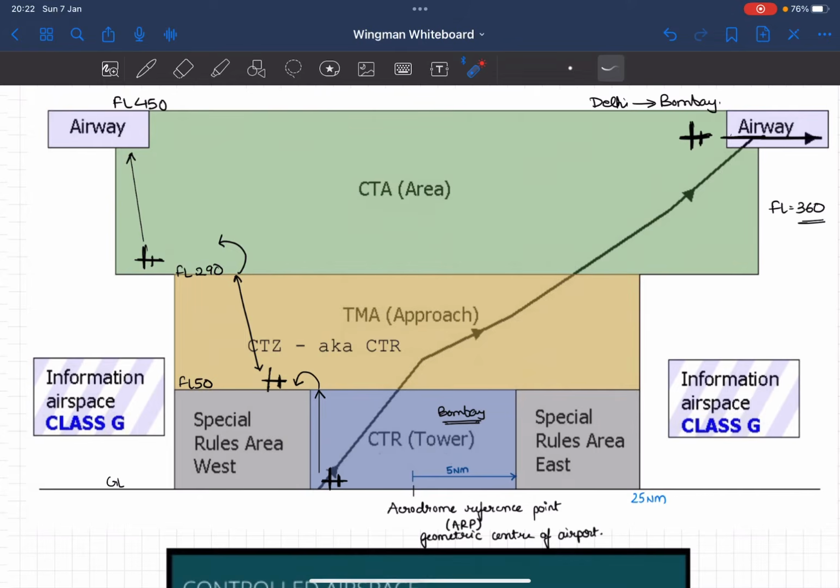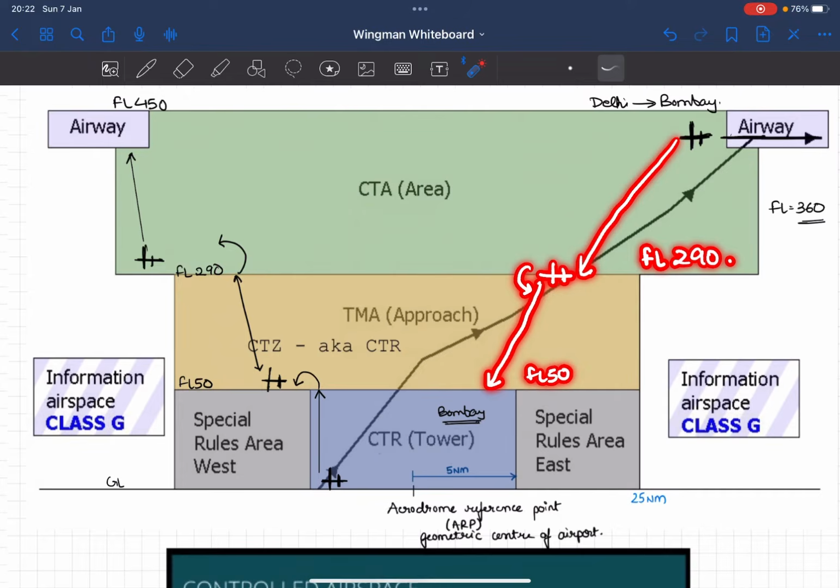Again, following the same logic, area control can clear you only till its jurisdiction. It will tell you to descend to flight level 290. You'll descend to flight level 290. Thereafter, they will tell you to contact approach. Approach will then clear you to descend from flight level 290 down to flight level 50. After that, you'll have to contact tower in order to come and land from flight level 50.